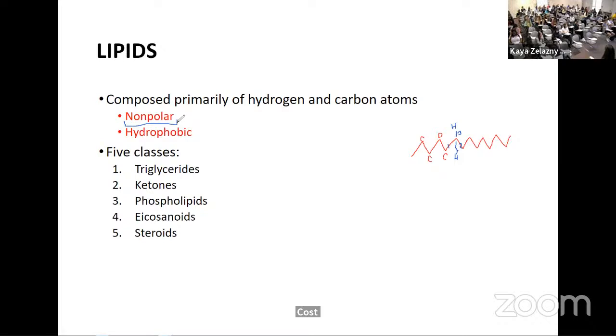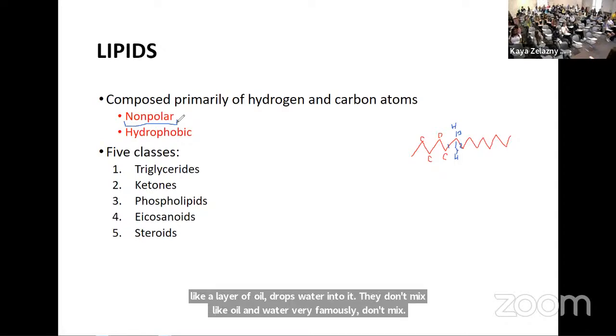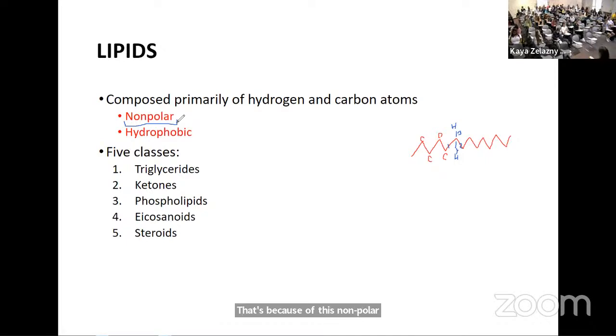Those are fats and oils, right? So think about oil, like a layer of oil. If you drop some water into it, they don't mix, right? Oil and water very famously don't mix. That's because of this non-polar property of our lipids. Waxes will also be in this group. That is really our unifying characteristic for our lipids.